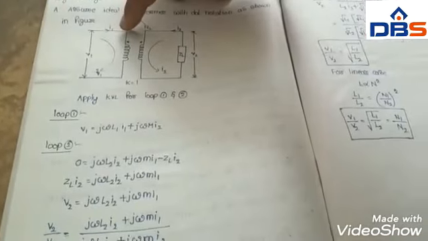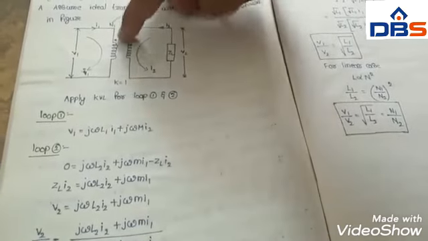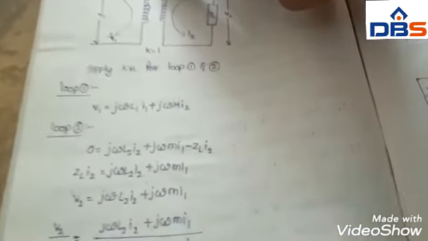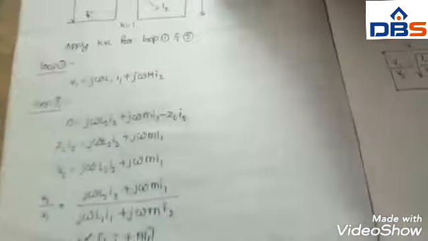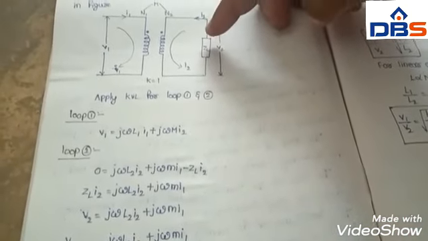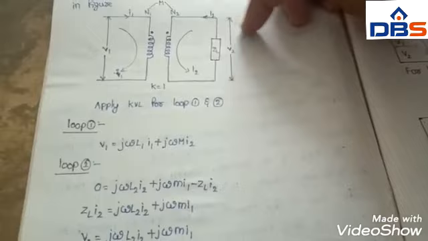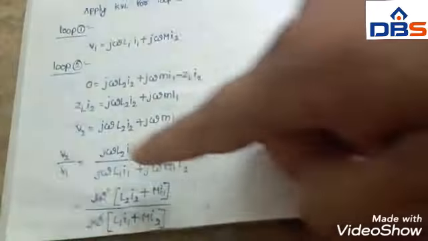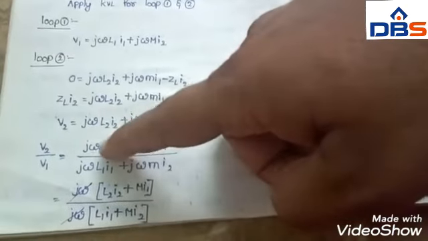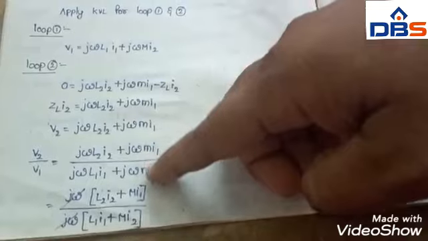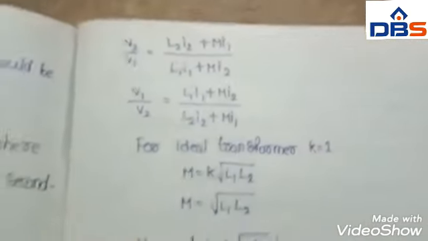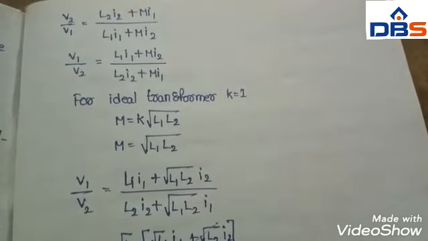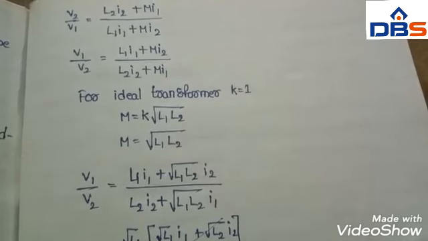V1 is equal to j omega L1 I1 plus j omega m I2, since these two are aiding. For loop 2, 0 is equal to j omega L2 I2 plus j omega m I1 minus the load impedance term. From these two we calculate V2 by V1. Taking j omega common in numerator and denominator, V2 by V1 is equal to (L2 I2 plus m I1) by (L1 I1 plus m I2). For the ideal transformer k equal to 1.